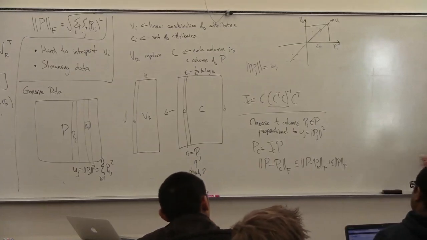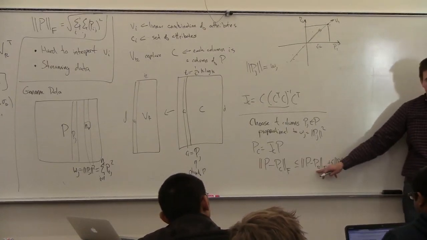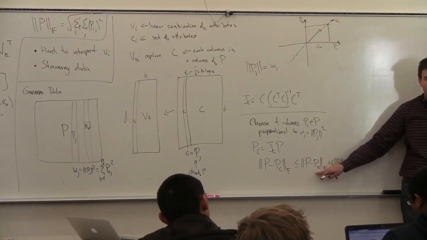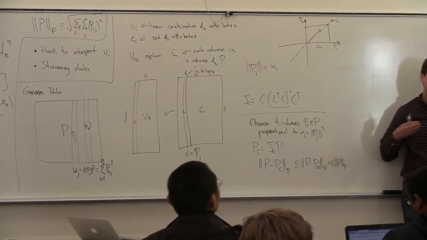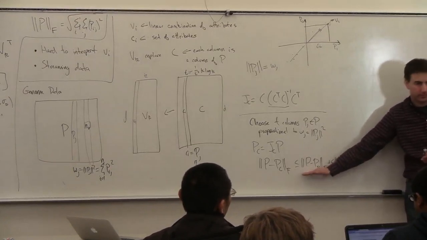Yeah, so it minimizes this term right here. This PK, for a rank K matrix, that means it lies in a k-dimensional subspace. The SVD will minimize this term. And so we're, yes?